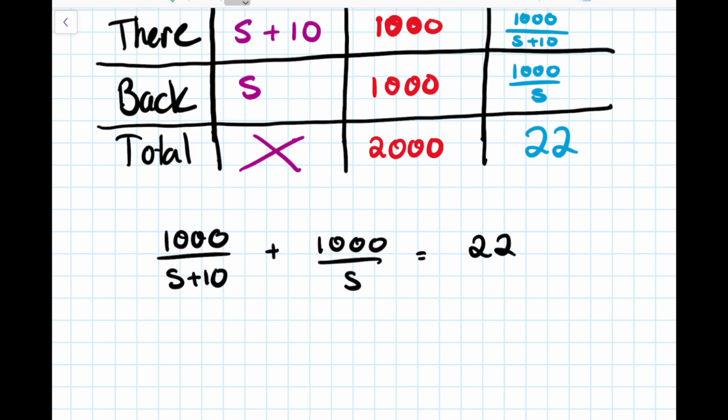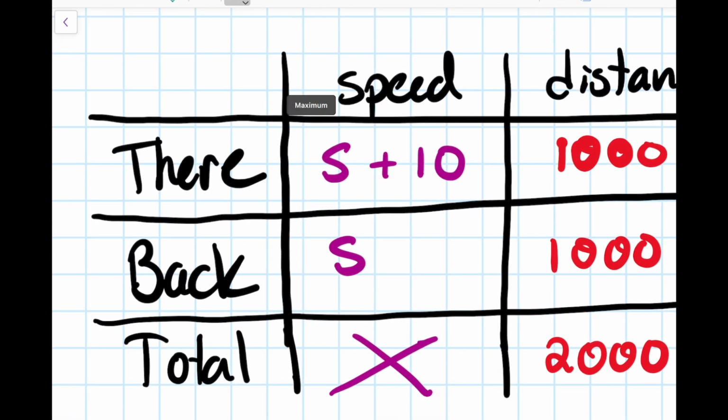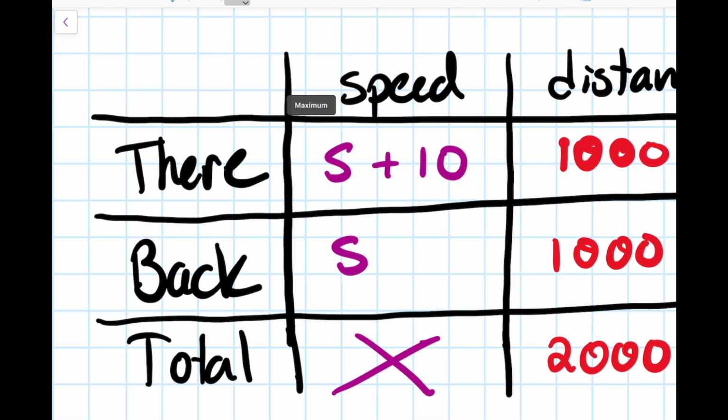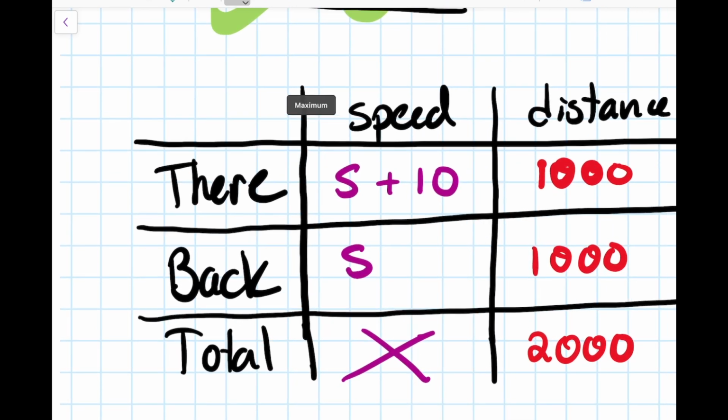So just again to kind of set you up for looking at some different kinds of questions, there will often be cases where you are adding like this. So we're doing our s plus 10. Sometimes you might be adding and subtracting. So it might be s plus 10 one way, s minus 10 the other way.